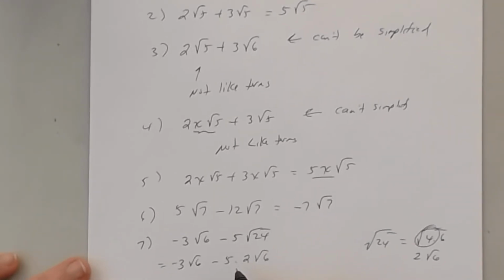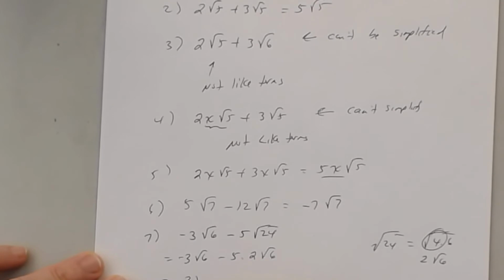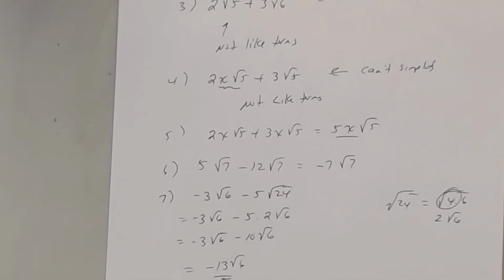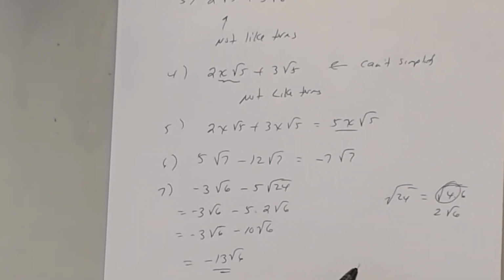Now you have to multiply the 5 into the 2 though. So this becomes negative 3 square root of 6 minus 10 square root of 6. Now, can I combine those? Yeah. So what's the answer? Negative 13 square root of 6. So you see, you have to use knowledge you already have. So I can simplify radicals, so let's use it. So I can simplify that original problem to negative 13 square root of 6.